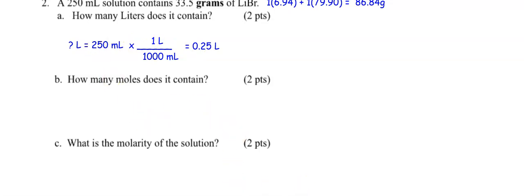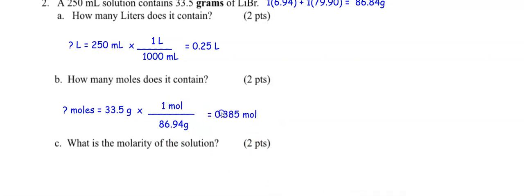All right, how many moles does it contain? All right, so I have 2 ways to determine moles. I can either do molarity times volume, but what's my problem in number 2? I don't have molarity, do I? So I can't use that, but I can use grams, periodic table. I knew I was going to have to use that, didn't I? All right, so all my work up here was not for waste, was it? So how many moles is 33.5 grams? Periodic table is 86.94, and what goes on top is 1 mole, and when I do it, I get 0.385 moles, all right? Notice I only have 3 sig figs because that's all I have right here.